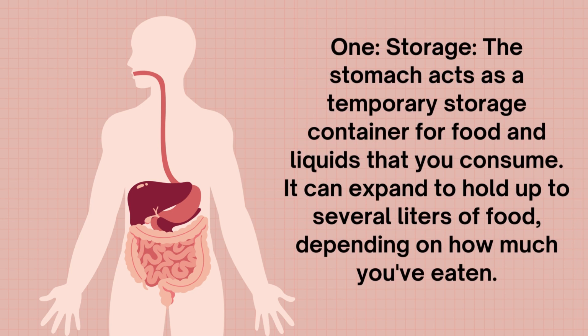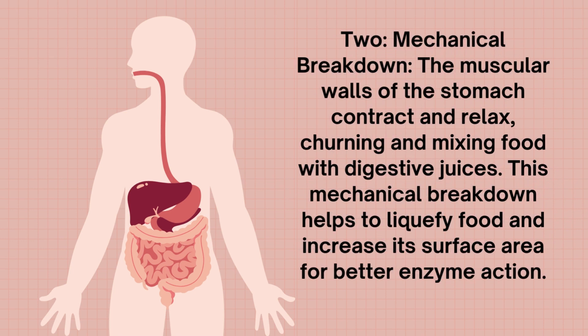1. Storage. The stomach acts as a temporary storage container for food and liquids that you consume. It can expand to hold up to several liters of food, depending on how much you've eaten. 2. Mechanical breakdown. The muscular walls of the stomach contract and relax, churning and mixing food with digestive juices. This mechanical breakdown helps to liquefy food and increase its surface area for better enzyme action.